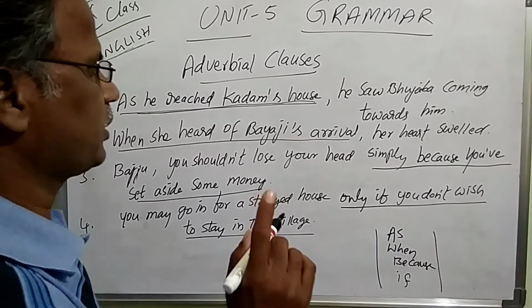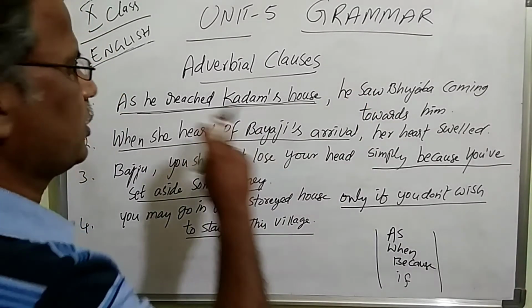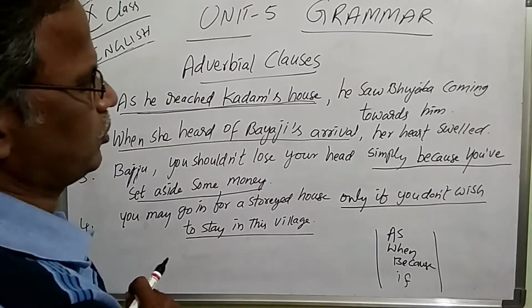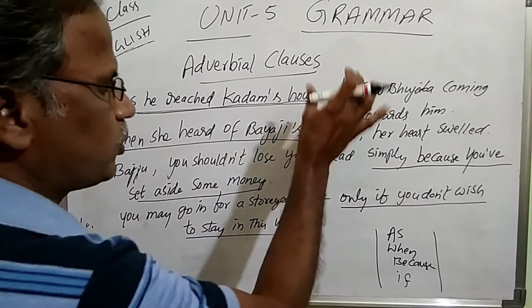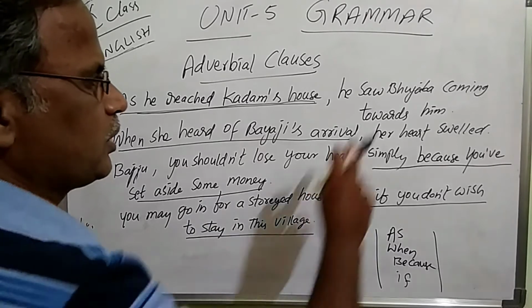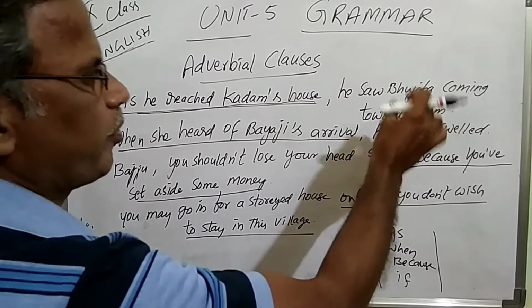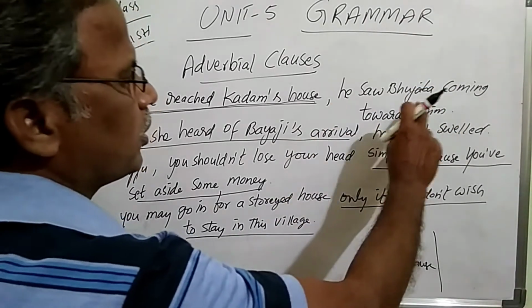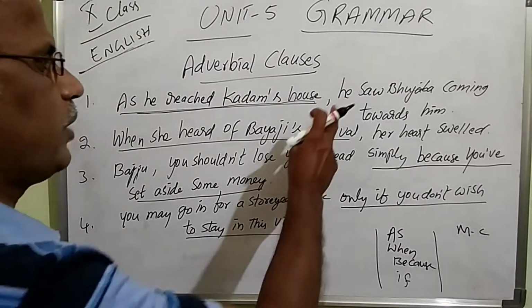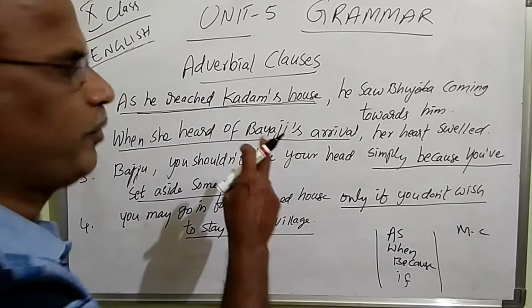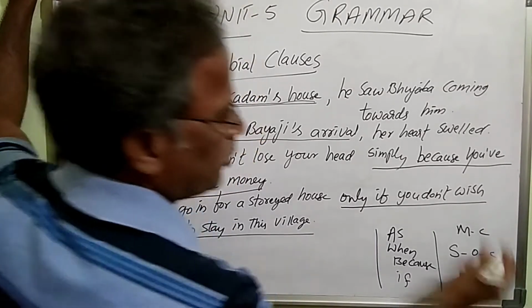You children have to understand which clause gives the complete meaning here. Put a question to yourself. As he reached Quadam's house, comma, he saw Bujaba coming towards him. In these two clauses, "he saw Bujaba coming towards him" gives the complete meaning. That means this clause gives the complete meaning itself, so it is called a main clause or independent clause. And the clause which doesn't give the complete meaning is called the dependent clause, or the subordinate clause in short.